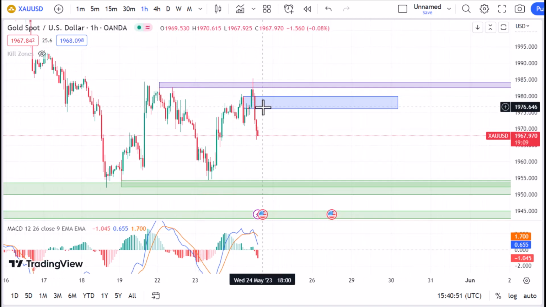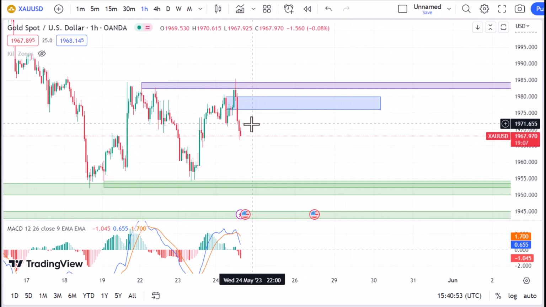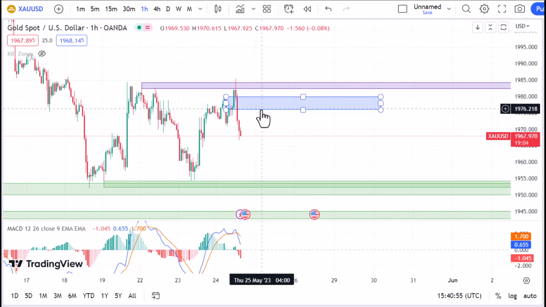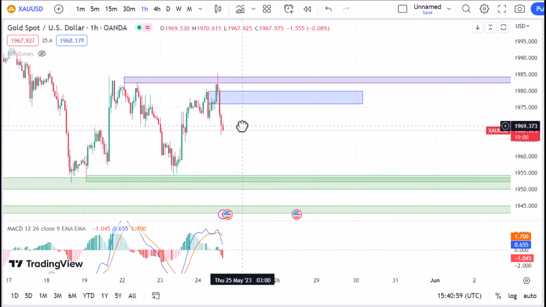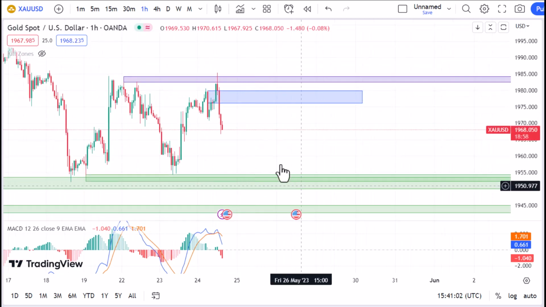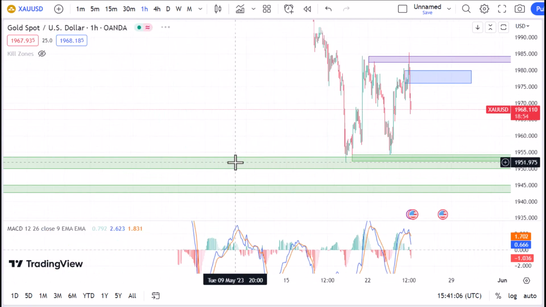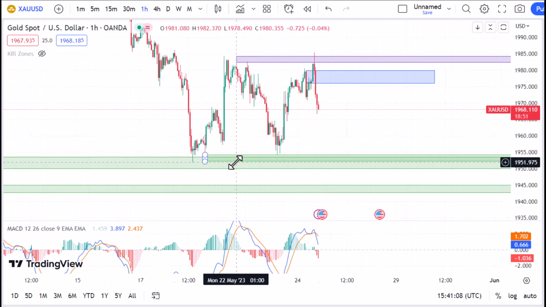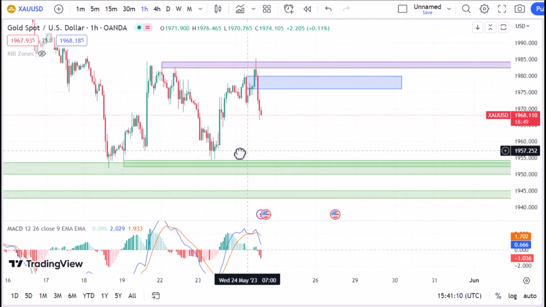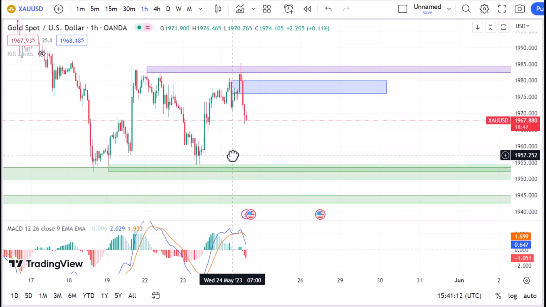So the blue area is the area where you have to open up your trade if the price actually retraces back to the upside for a correction, then it will fall down. These green areas actually hold money, so they are good places for us to aim our targets.